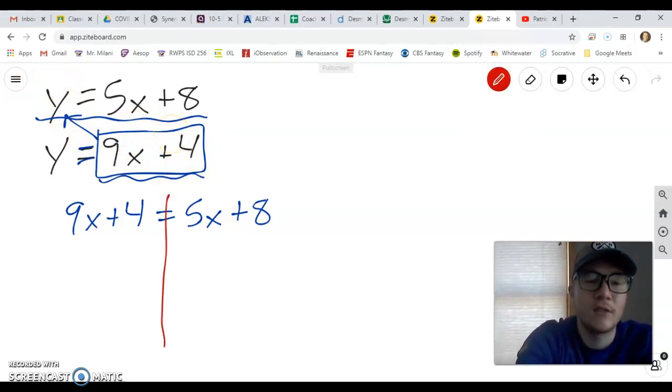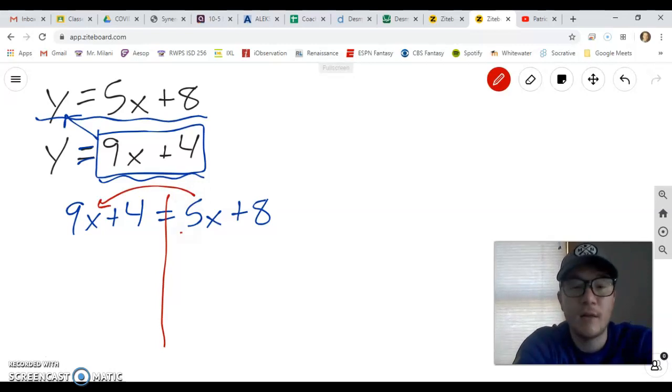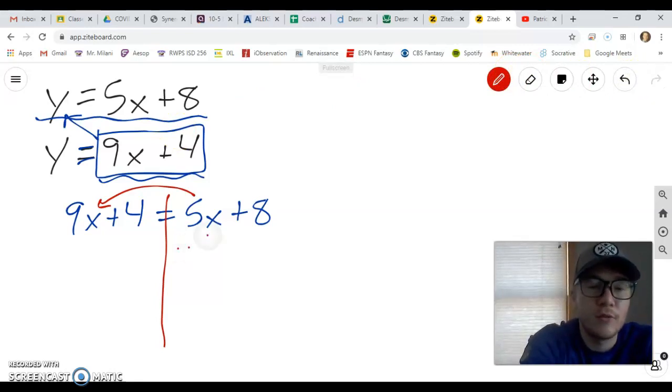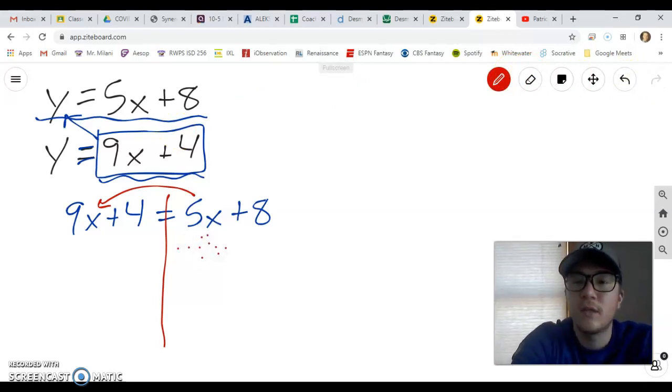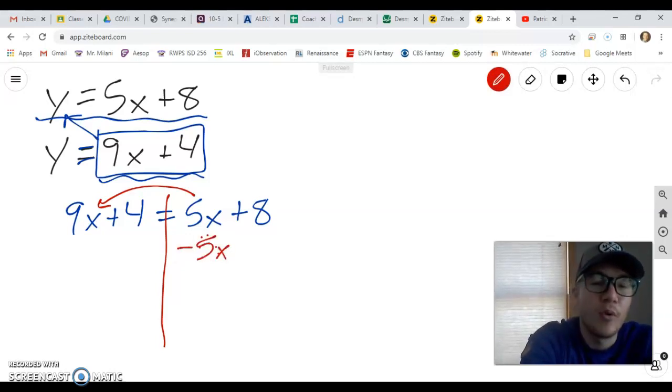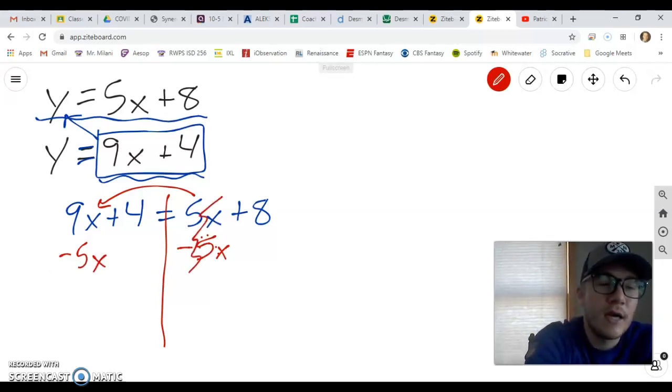I like to get my x's together first. So I'm going to take this 5x and somehow try to move it to the other side. I'm not dividing by 5 because I'm not trying to get that x alone. I'm trying to move this whole piece. So I'm going to subtract 5x. Of course, now it's going to get glitchy on me. I'm going to subtract 5x from both sides. It's going to cancel this guy out, and it's going to simplify 9x minus 5x into 4x. There's only 4 x's left now.